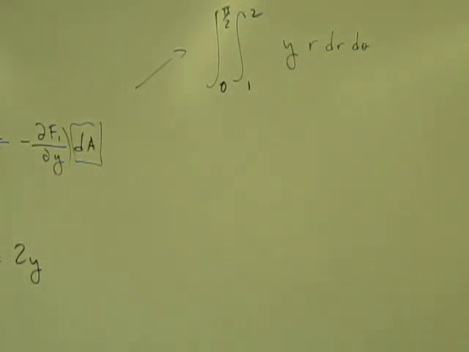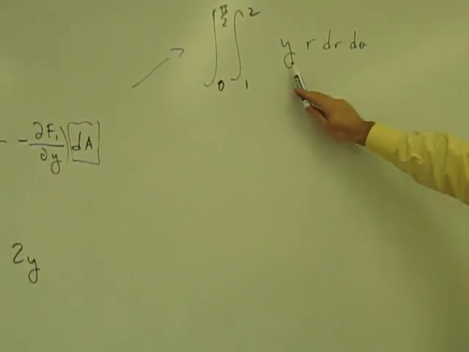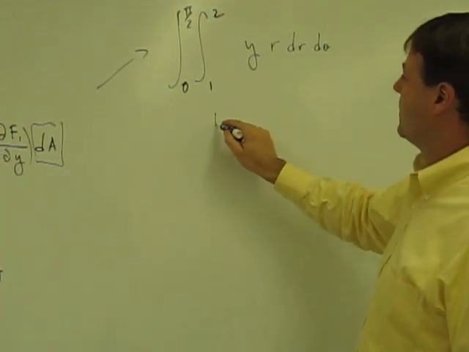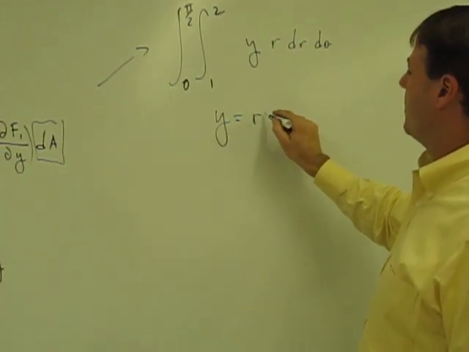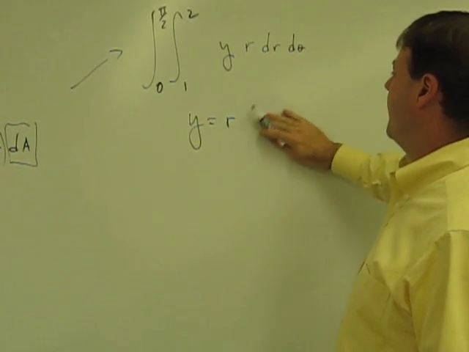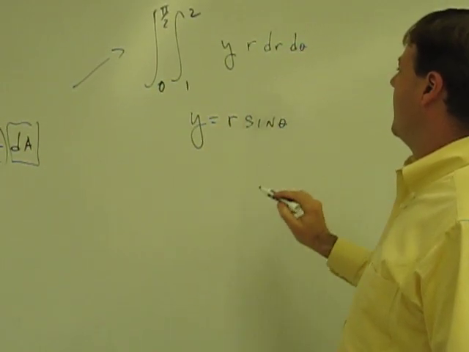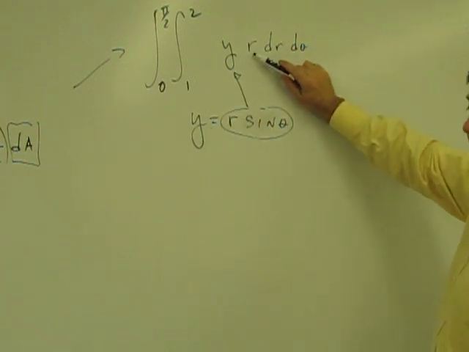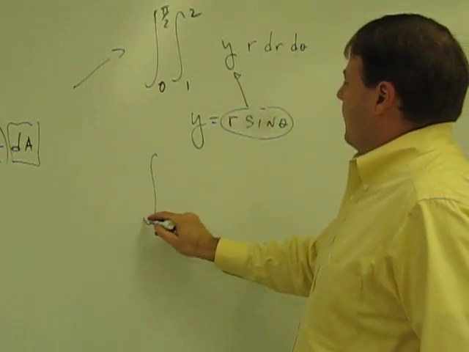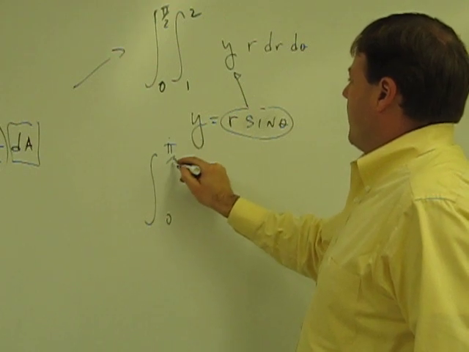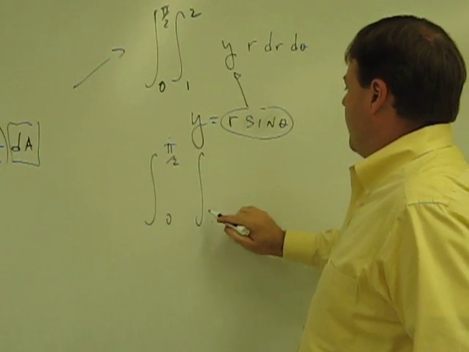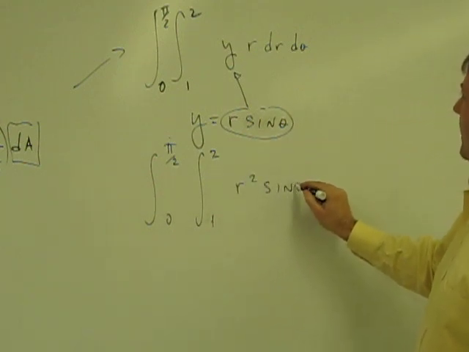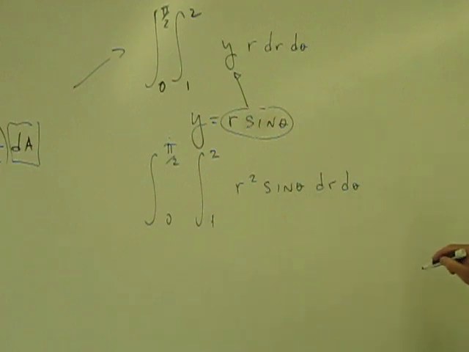I have one more step before I can start integrating, and I need to convert this y to be in terms of r and theta. So we use the identity y equals r sine theta. So I'm going to take this and I'm going to put it in for y. Don't forget that we have this extra r here. So 0 to pi over 2, 1 to 2, and then I have r squared sine theta dr d theta.